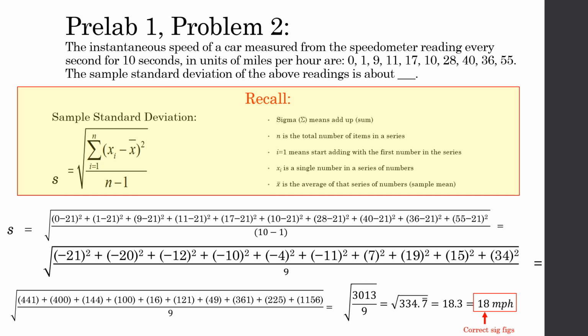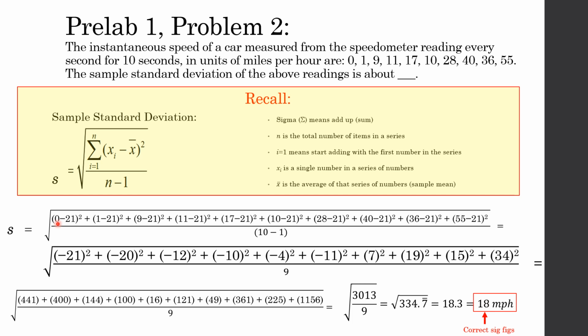So Prelab practice problem number 2 uses the same data from the speedometer as the previous problem, but this time we're going to be finding the sample standard deviation. Okay, so as you'll recall from earlier slides, the sample standard deviation can be calculated using this formula. And it is a bit of a doozy if you're calculating it longhand, as I have. You are more than welcome to use a graphing calculator, however. But if you are calculating it longhand, this is how you would do it.